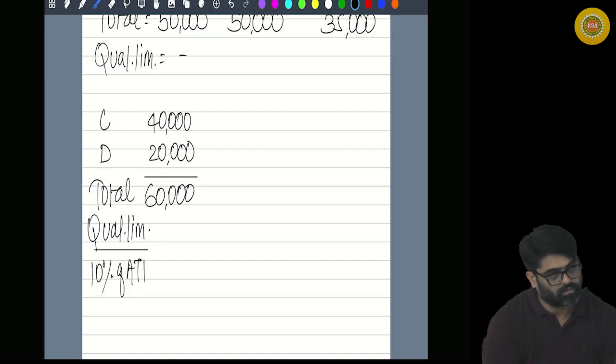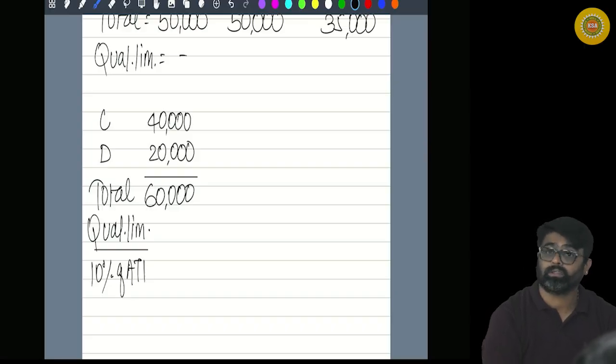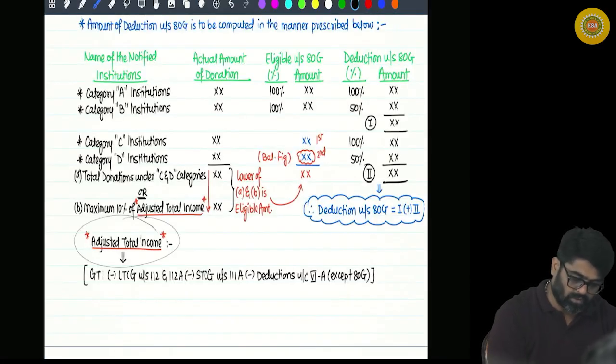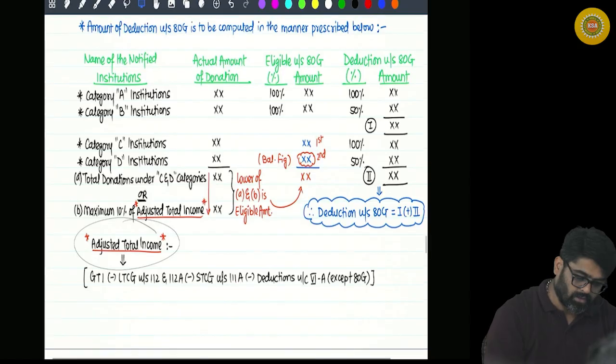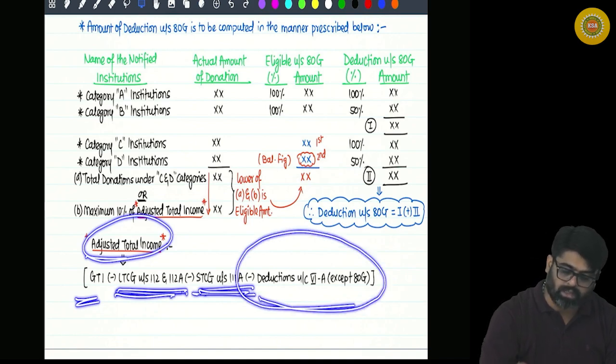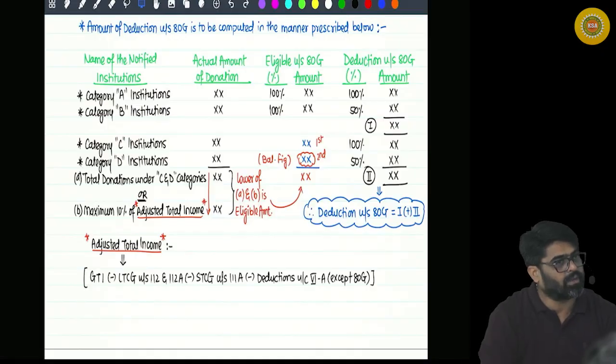Adjusted. So first you will have to calculate adjusted total income. You will calculate your GTI, and from that GTI you are going to reduce LTCG 112, 112A, STCG 111A, and reduce all other deductions under chapter 6A except 80G. This is what you are calculating.